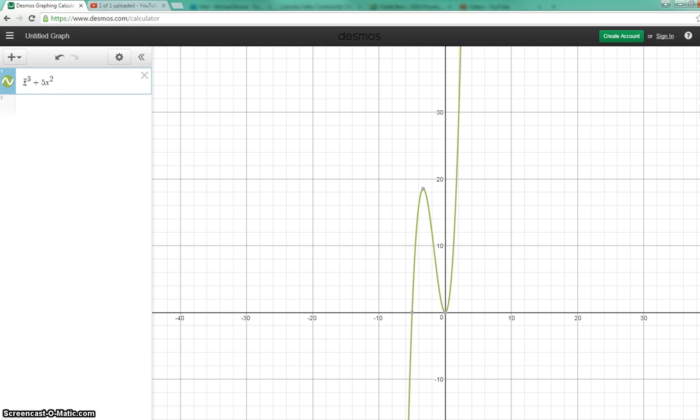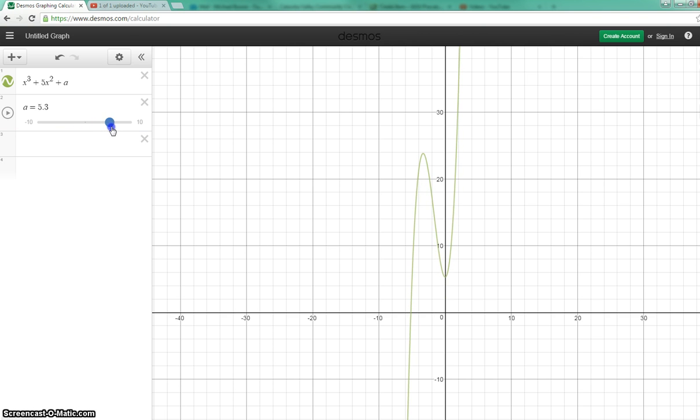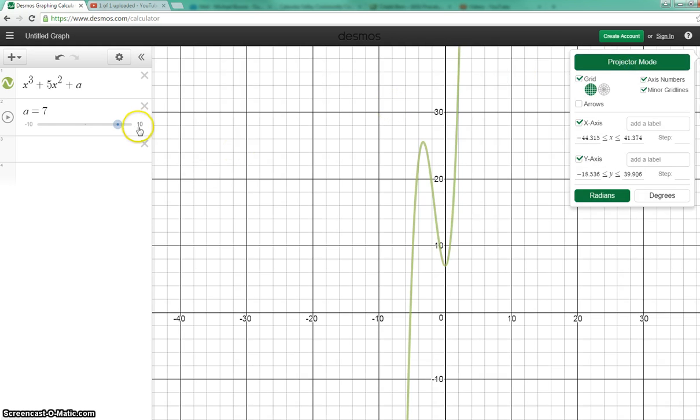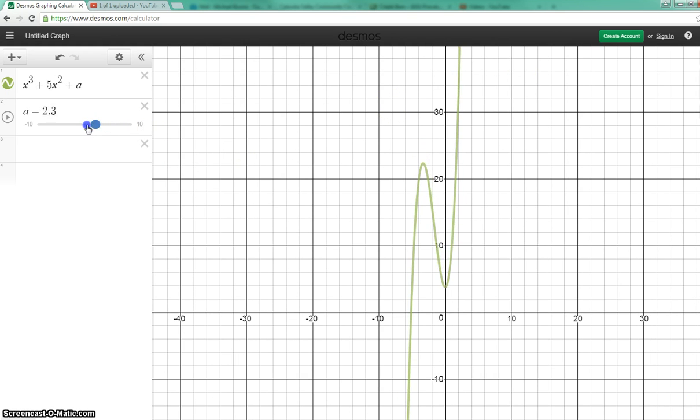If I were to add 5 to this, let's see what it did. It just kind of shifted up. It did a vertical shift. I'm going to make it a and use the slider. And so as I increase this, my graph goes up. See that better. And if I decrease that constant, it just shifts it down. So your constant at the end of one of these functions, these polynomials, just shifts the graph up and down.